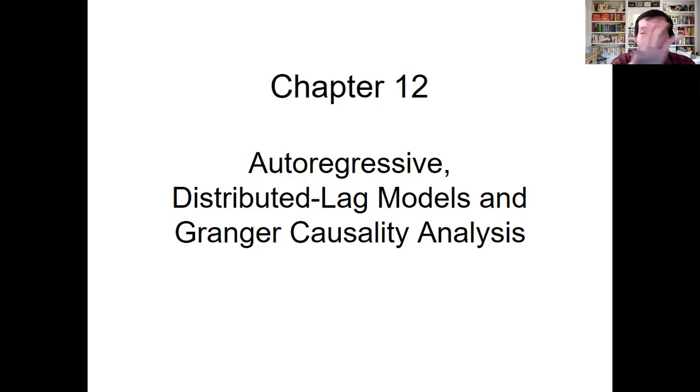This chapter number 12 focuses on the autoregressive distributed lag model and the Granger causality. There are a few important terms here which will be carried forward into the other subject. So this is the starting point of the other subject.